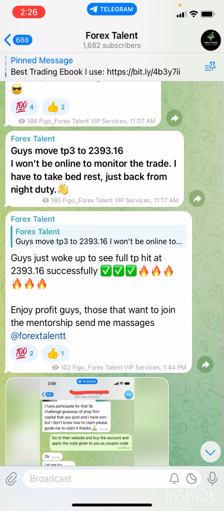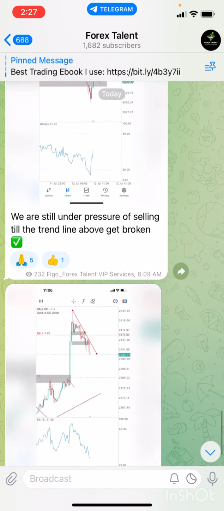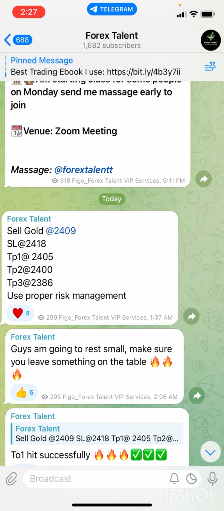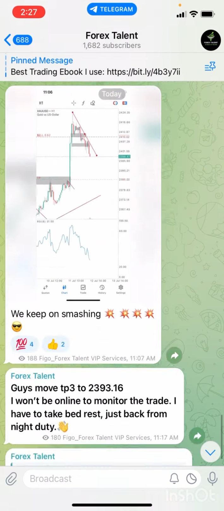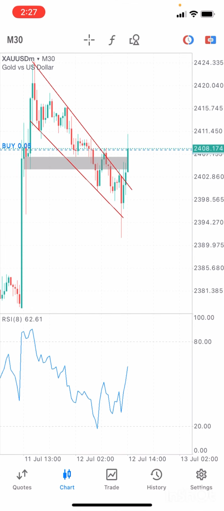So this is where the full TP got hit. Okay, full TP hit. This was when the signal was given. This is when the signal was given today. Okay, so let's go back to the charts and sell on the opposite side.